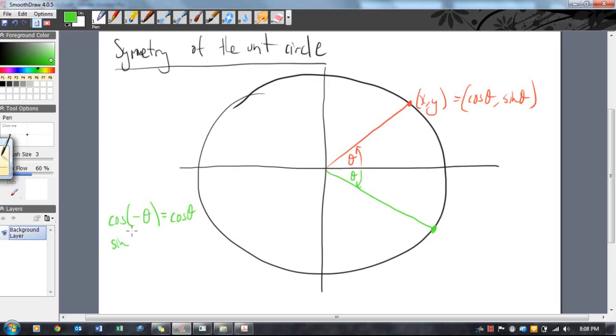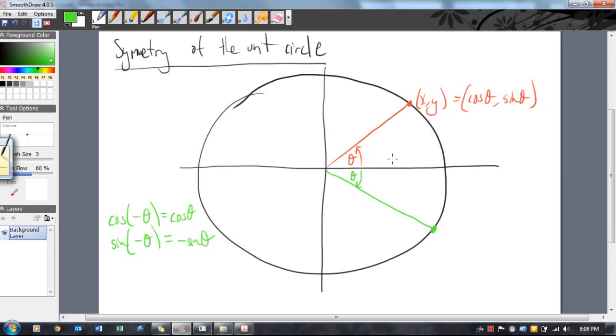And what is sine of negative theta? What is the y value here? Well, it'll be the negative of this value up here, so that's equal to negative sine theta. You could write out pages and pages of different symmetries of the unit circle, but if you just understand that a circle has symmetry everywhere, then you can quickly figure things out.